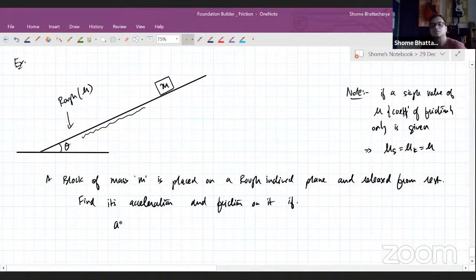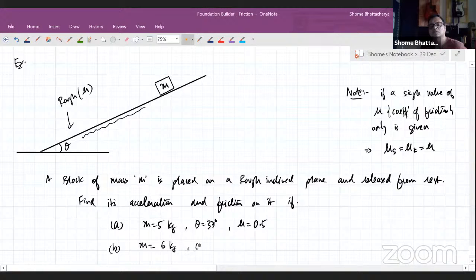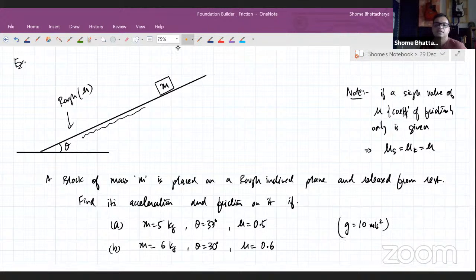If mass of the block is 5 kg, theta is 37 degrees, and the coefficient of friction is 0.5. In the second case, if the mass of the block is 6 kg, theta is 30 degrees, and coefficient of friction is 0.6. Take g to be equal to 10 meters per second square. Okay. So let's try out this question next.